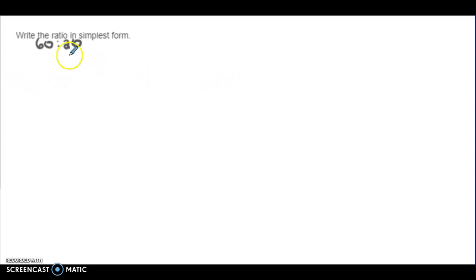Okay, so this one says, write the ratio in simplest form. You can write ratios lots of different ways. One way that I like to write ratios is as fractions, and I do that because then I can use my calculator to help me simplify it. So if I just put this into a fraction, then I could either do this in my brain where I simplify, or I could use the calculator, and I'm going to show you both.